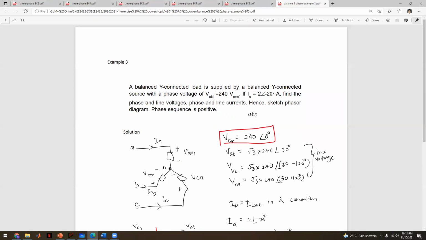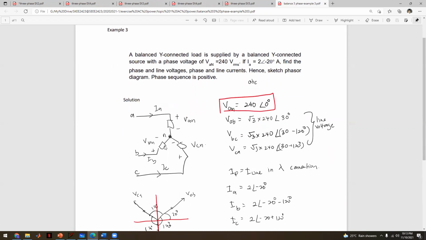From that, sketch the phasor diagram and assume that the phase sequence is positive, meaning that the rotation is ABC. For the Y connected load, I have already drawn it for you. So this is your Y connection, ABC. And since we know that the line voltage and phase voltage are not equal in Y connection, we need to use this equation, right?